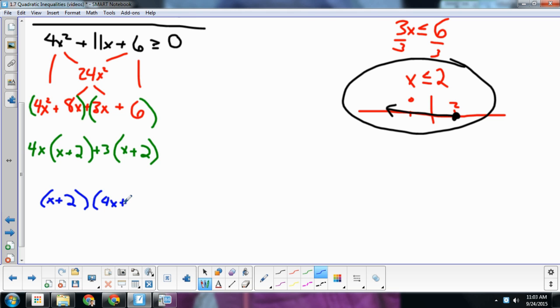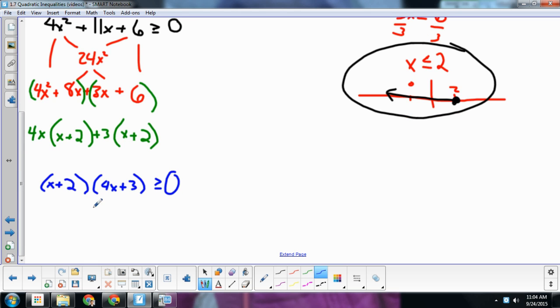Now remember, we were wanting to know not just what the factors are, but what makes these things greater than or equal to 0. So what I do is I pick out the critical points. What are the values that make it equal 0? Well, -2 would make it equal 0, and so would -3/4. If I plug that in, that makes this equal 0. So those are what I would call the critical points.